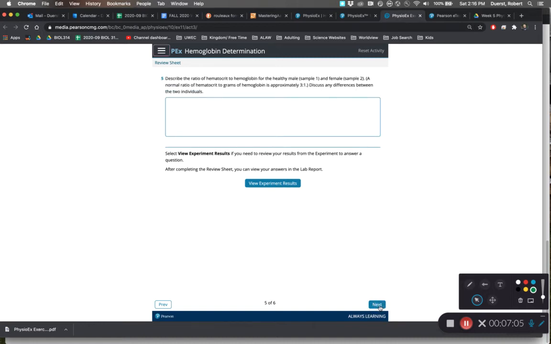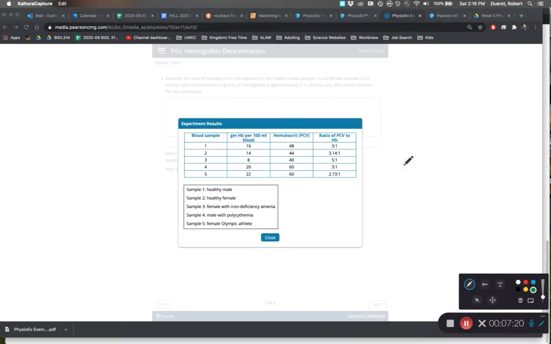Question number 5. Describe the ratio of hematocrit to hemoglobin for a healthy male and healthy female. The normal ratio of hematocrit to hemoglobin is approximately 3 to 1. Discuss any differences between these individuals. So as we look at these individuals, the healthy male has that 3 to 1. Sample number 1 is the healthy male. The healthy female has a ratio of 3.14 to 1.